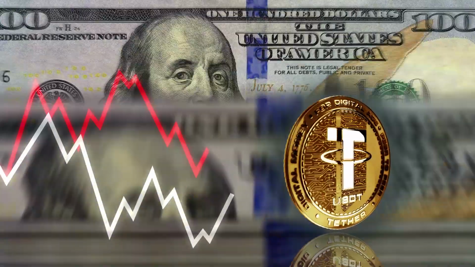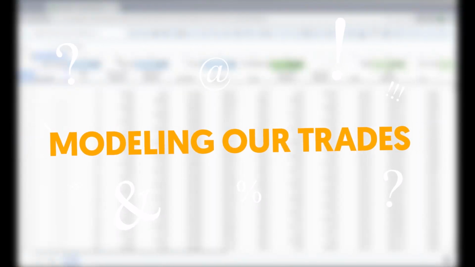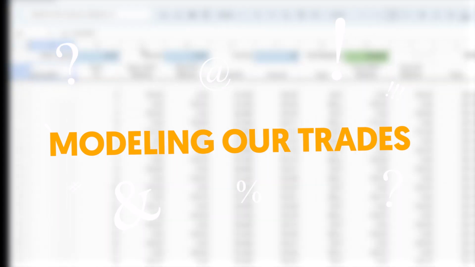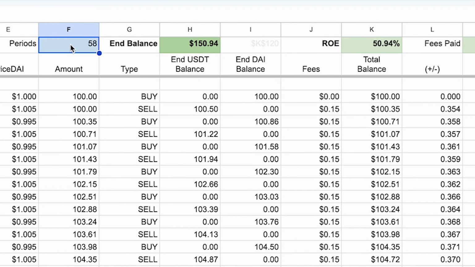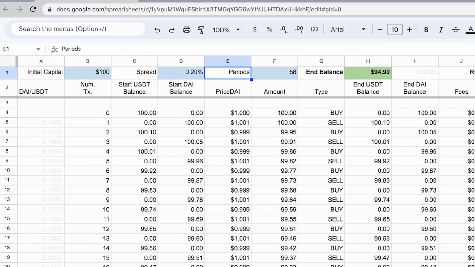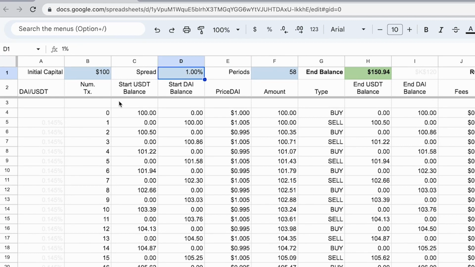Let's dive in. This spreadsheet is a table of simulated transactions for DAI USDT, where both are stablecoins pegged to the US dollar. The key inputs are colored in blue and the key outputs in green. Adjust the blue inputs to see new outputs. Before going further, note that you can download and make a copy of this spreadsheet so you can play around with the numbers yourself. The link can be found in the video's description.